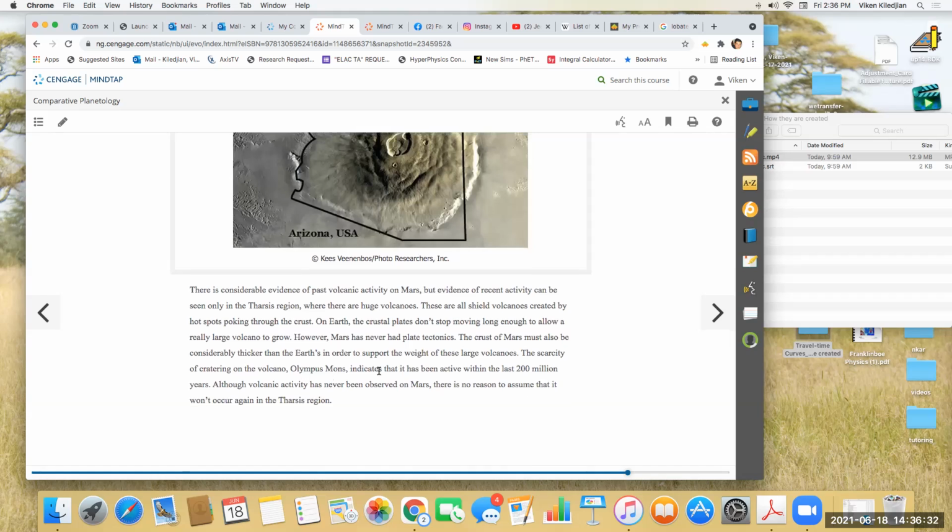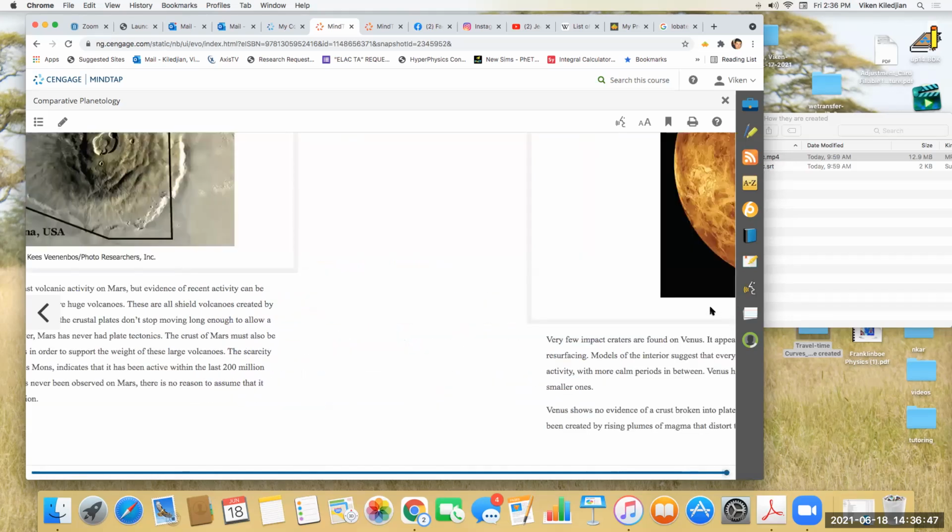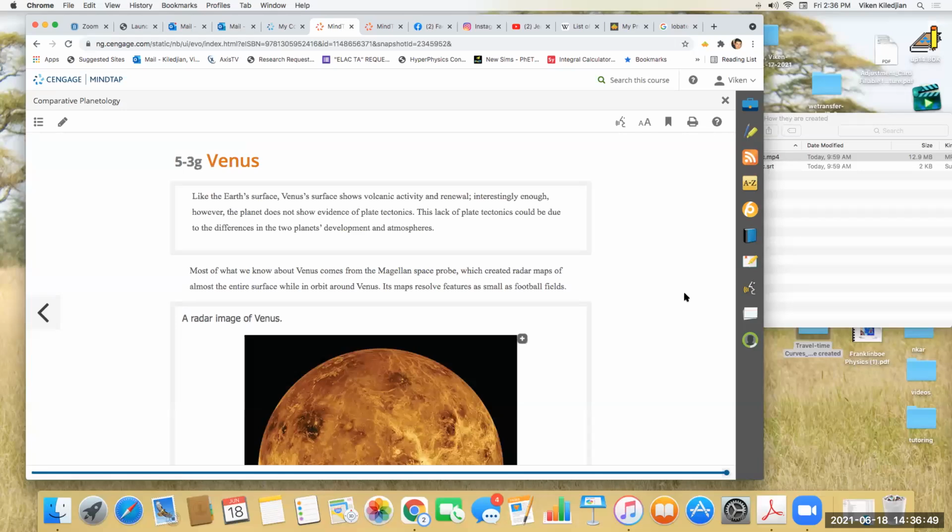So it says Olympus Mons indicates that it has been active within the last 200 million years. Although volcanic activity has never been observed on Mars, there's no reason to assume that it won't occur again in the Tharsis region. Now on to Venus. Like the Earth's surface, Venus's surface shows volcanic activity and renewal. So that means we'll keep seeing more volcanic activity on Venus, whereas on Mars, not as much. But in the past, there has been.